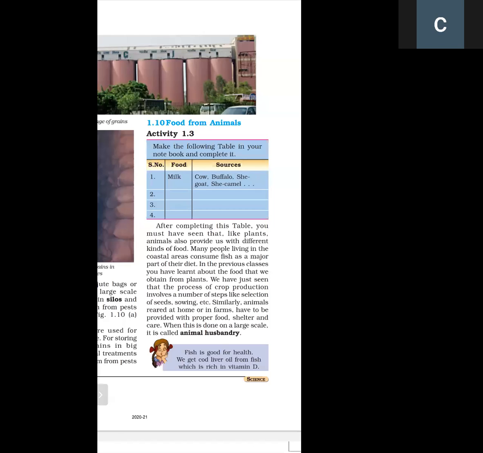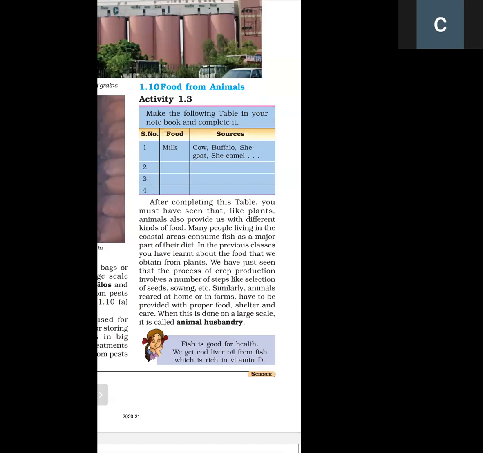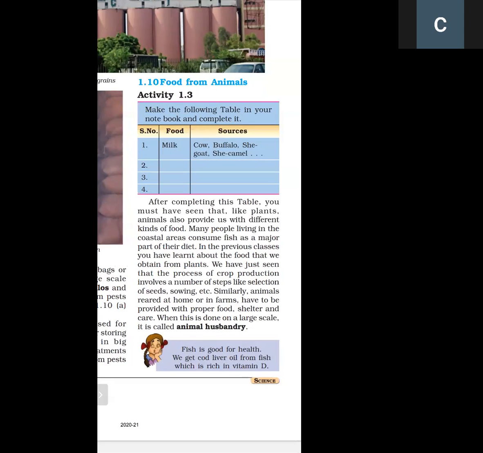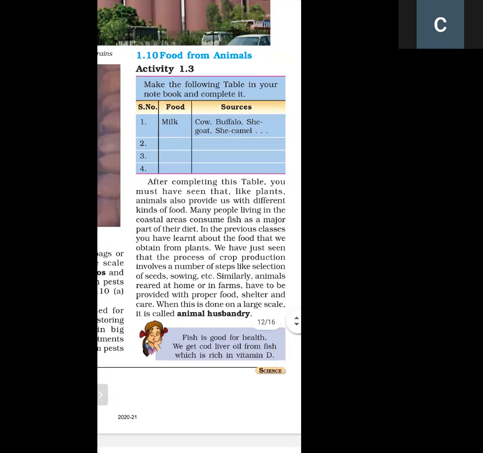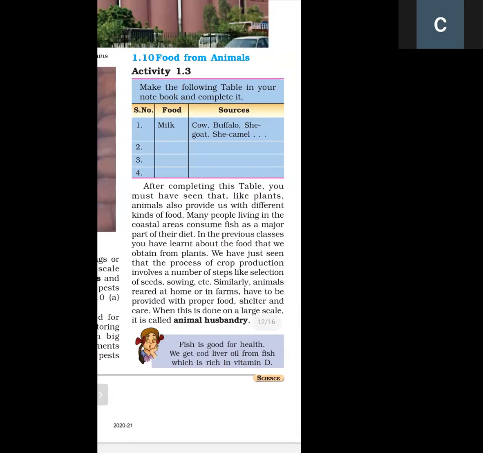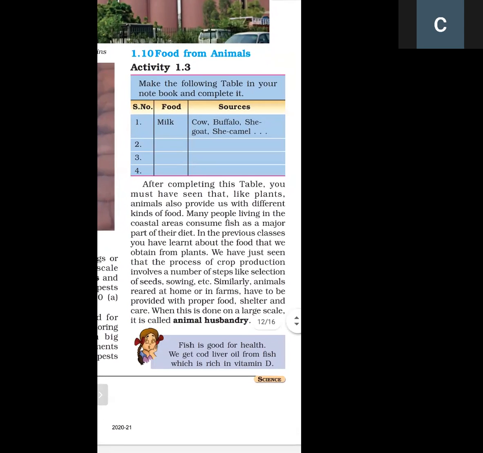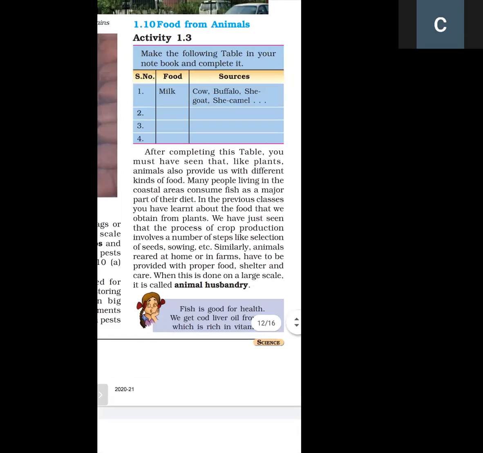After completing this table, you must have seen that plants and animals also provide us with different kinds of food. Many people living in the coastal area consume fish as a major part of their diet. In the previous class, we learned about the food that we obtain from plants. We have seen that the process of crop production involves a number of steps like selection of seeds and sowing. Similarly, animals reared at home and in farms have to be provided with proper food, shelter, and care, and this is done on a large scale, and it is called animal husbandry.